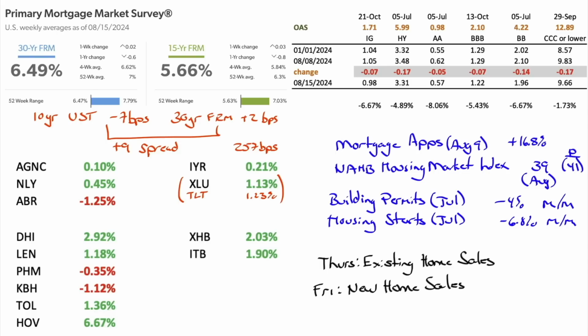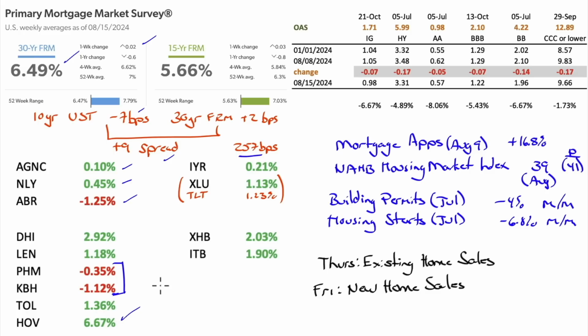30-year mortgage rate holding tight below 6.5, 6.49, up 2 basis points. The 10-year U.S. Treasury over that time dropped 7, so the spread increased by 9, to 257 basis points. Agency and Annaly both green for the week. ABR down 1.25. And the home builders kind of mixed. Pulte and KB Homes are the only negative ones.